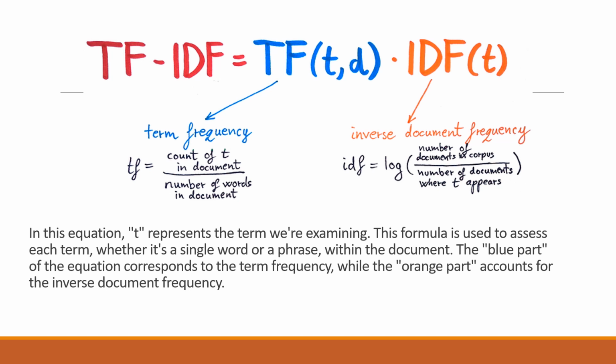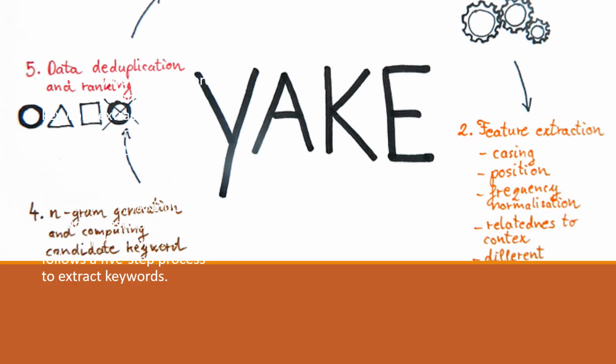Here TF is equal to the count of T in a document divided by the number of words in the document. Inverse document frequency is defined as IDF is equal to the log of the number of documents in the corpus to the number of documents where T appears.